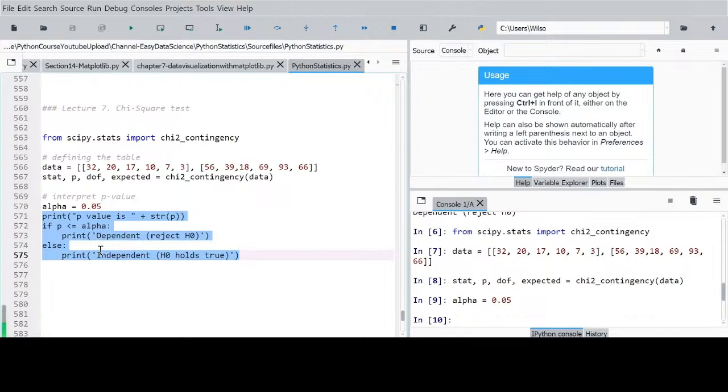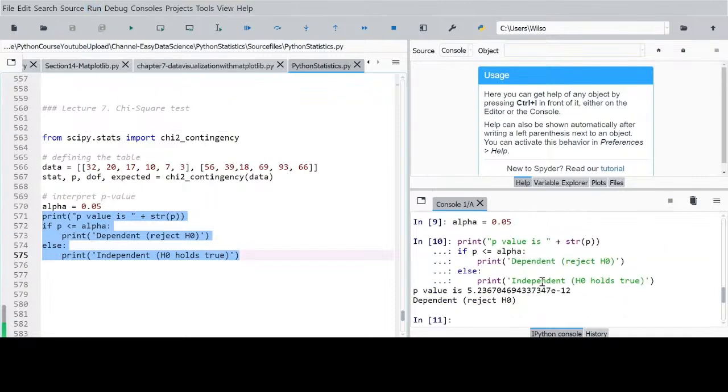So if p is less than alpha, the result is dependent. We reject H0. The null hypothesis will be rejected. And if p is not less than alpha, the independent H0 holds true. So you can see in this example, the p-value is much less than 0.05, minus 12 decimal points.